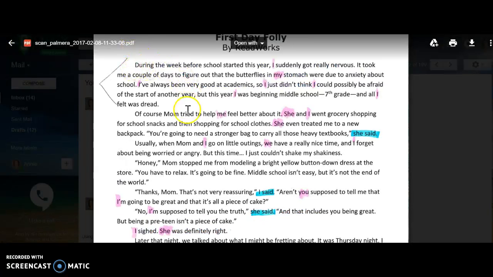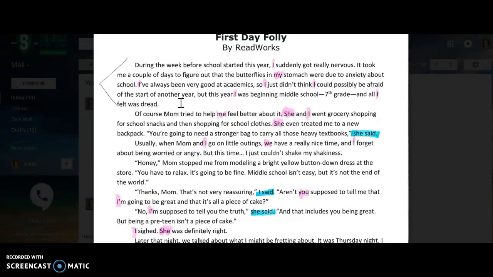If we go back to that paragraph, it says, "During the week before school started this year, I suddenly got really nervous. It took me a couple of days to figure out the butterflies in my stomach were due to anxiety about school. I've always been very good at academics, so I just didn't think I could possibly be afraid of the start of another year. But this year I was beginning middle school, 7th grade, and all I felt was dread." So I'd want the students to say, well, the narrator is explaining that the main character is typically excited about school. However, this year she's going into 7th grade and she's nervous and dreading it.